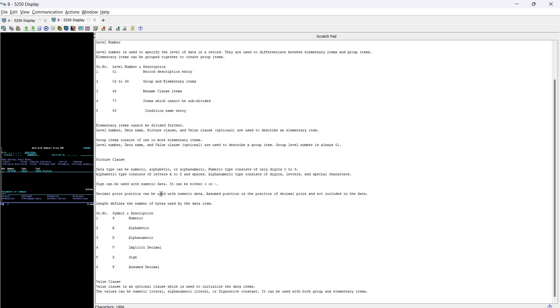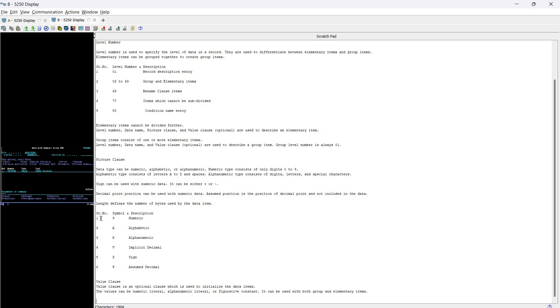Then we have sign. Sign can be used with numeric data, and it can be either plus or minus. So there are two possible values for sign: plus or minus. Then we have decimal point position, which can be used with numeric data. Assumed position is the position of the decimal point and is not included in the data. Clear? Then we have length. Length defines the number of bytes used by the data type or data item. Clear?